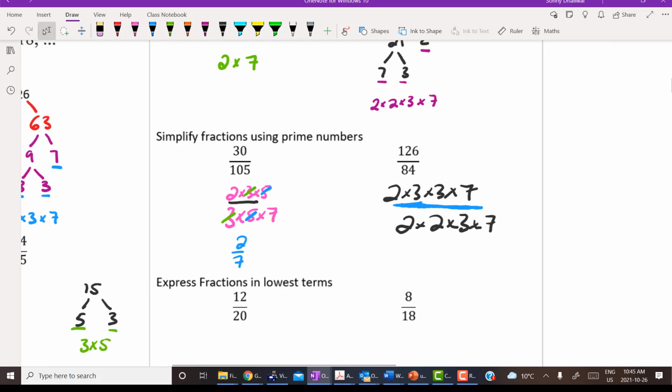Okay, now we need to cancel. What factors are the same that we can cancel out? What do you see the same on the top and the bottom? 3 and 7 and 2. So it's 1 for 1: one 2 for one 2, one 3 for one 3, one 7 for one 7. And what we have left over is our reduced simplified fraction. We have a 3 on the top and a 2 on the bottom. So 3 over 2.